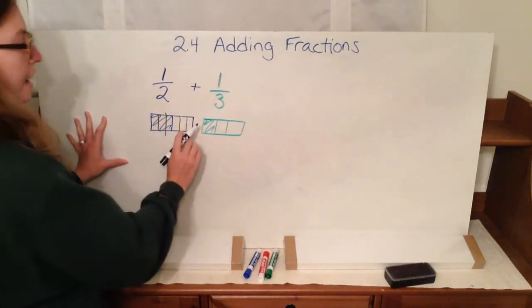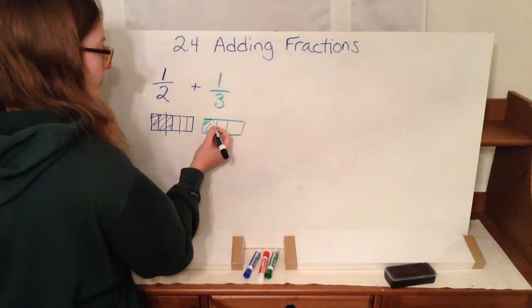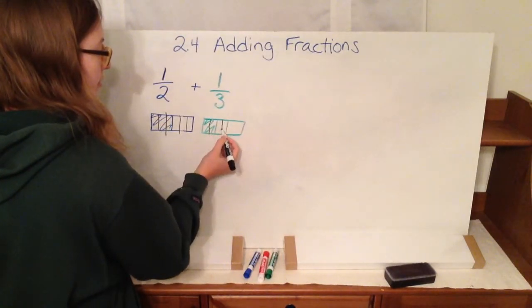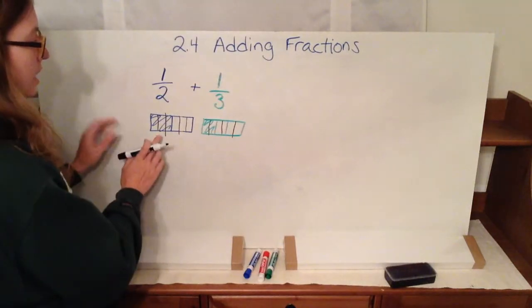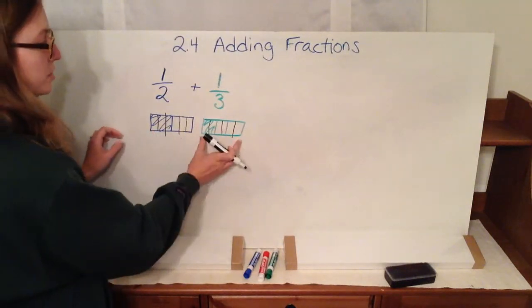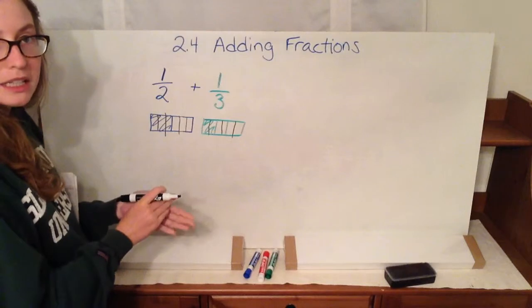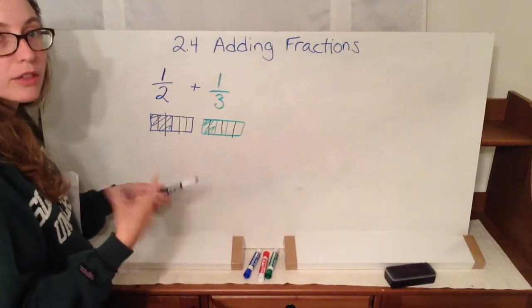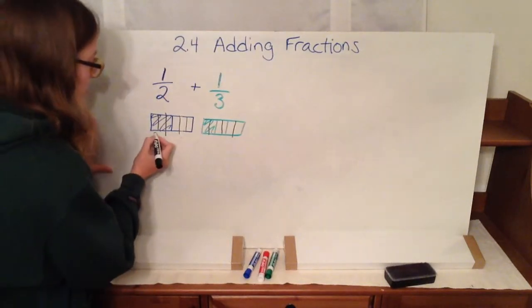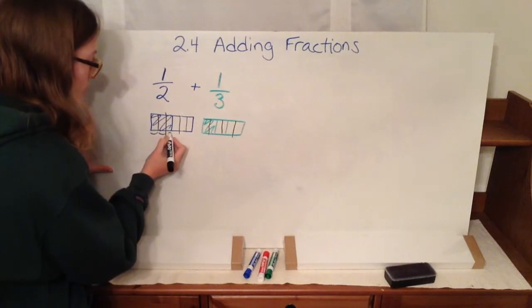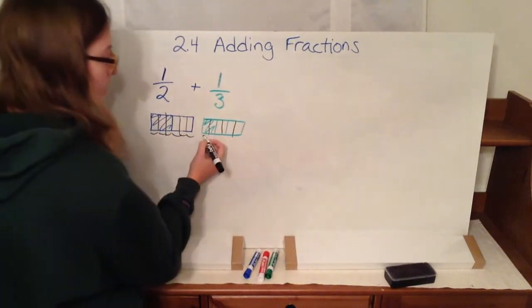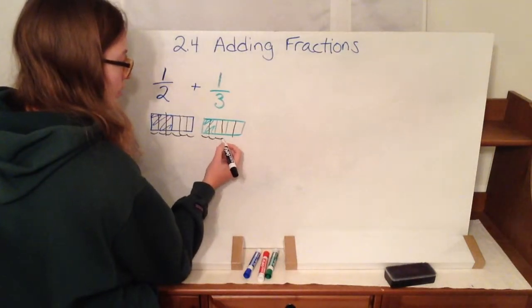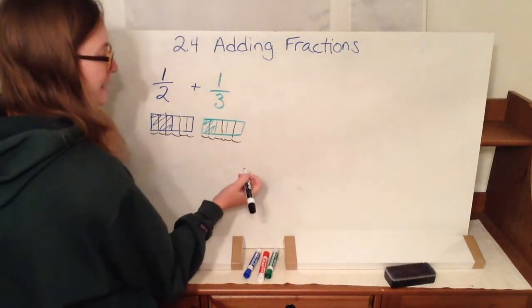Okay, and here I'll do the same thing. Okay, so what I've done is I've created them so that they all have the same size piece. The pieces are smaller now, there's more of them. So here's 1 piece, 2, 3, there's 4, there's 5, and there's 6. This one has 1, 2, 3, 4, 5, and 6 pieces.